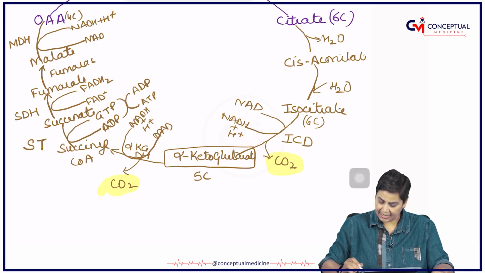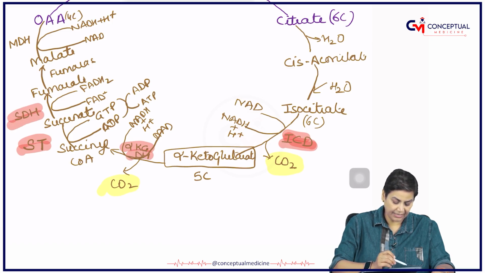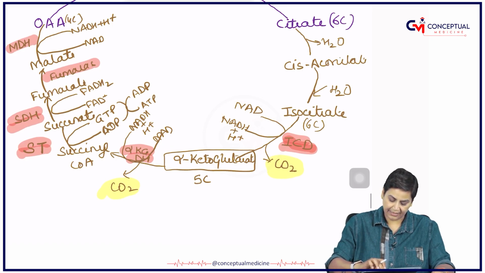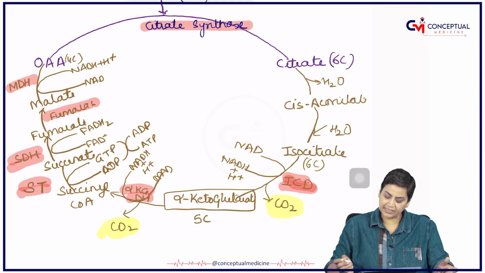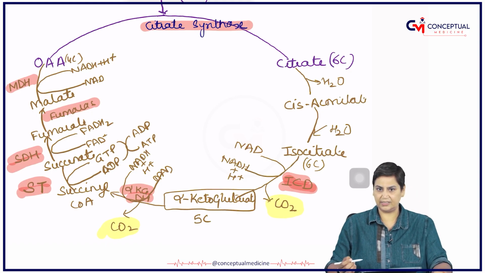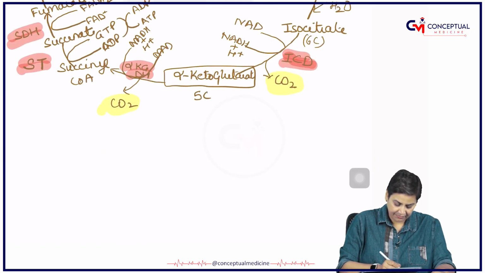One is isocitrate dehydrogenase, succinate thiokinase, alpha-ketoglutarate dehydrogenase, succinate dehydrogenase, fumarase, malate dehydrogenase. And the most important enzyme, citrate synthase. Here we can simply say that here aconitase is there. Now coming over to this, I'll just write, first of all, the first enzyme ICD, which stands for isocitrate dehydrogenase.